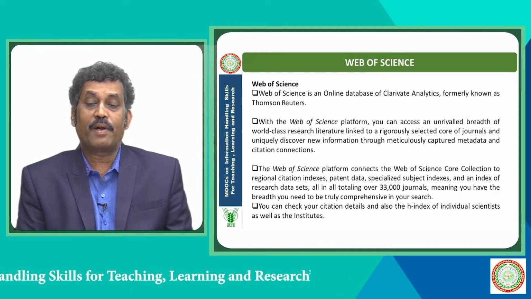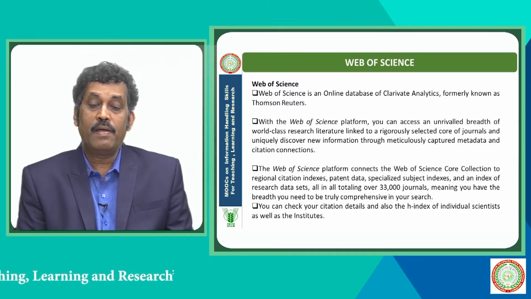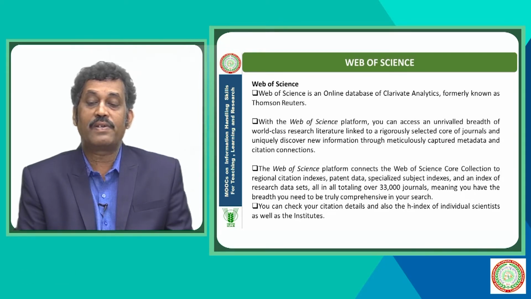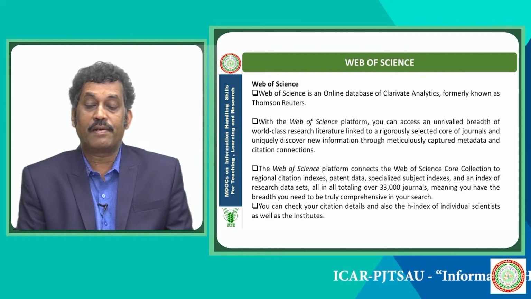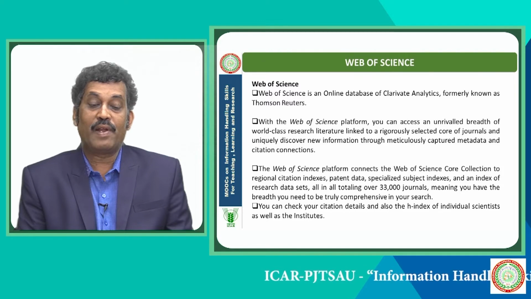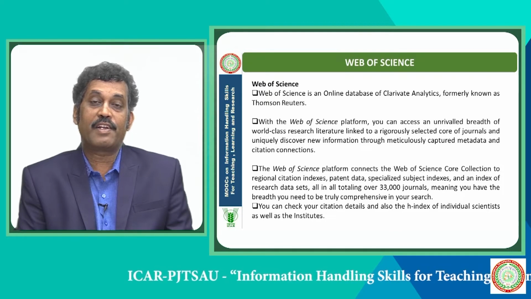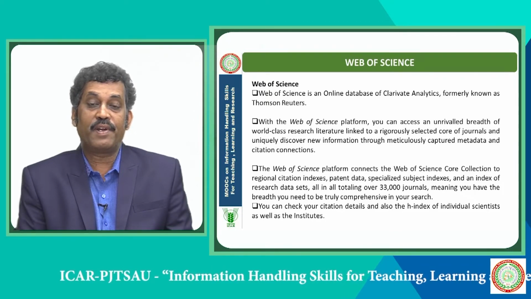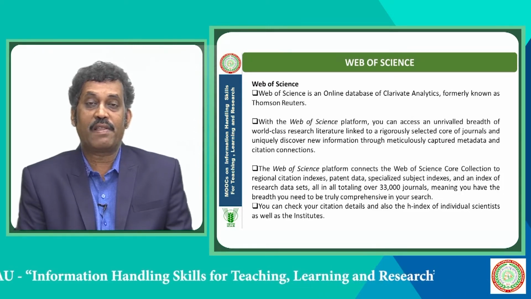The Web of Science platform connects the Web of Science core collection to regional citation indexes, patent data, specialized subject indexes, and an index of research data sets, all in all totaling over 33,000 journals, meaning you have the breadth you need to be truly comprehensive in your search. You can check your citation details and also the H index of individual scientists as well as the institutes. Web of Science is an indispensable database for any big academic and research institution, but it is not a free database. It is a subscription-based database. The university or the institute has to get the subscription details and subscribe.